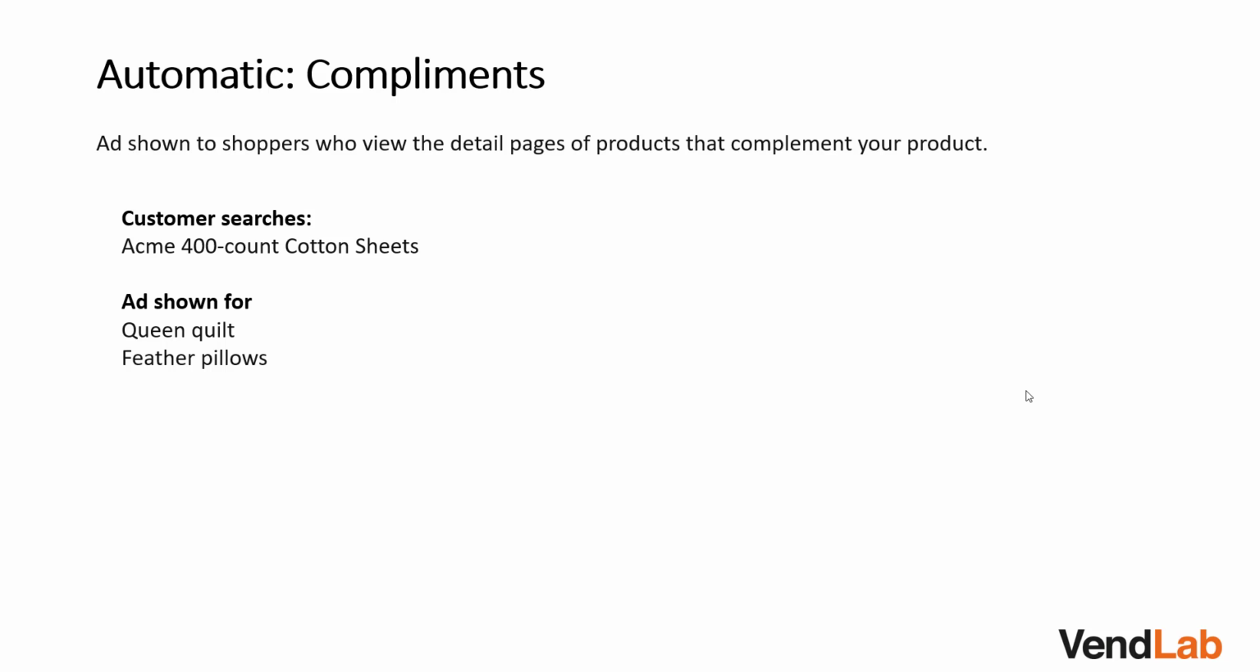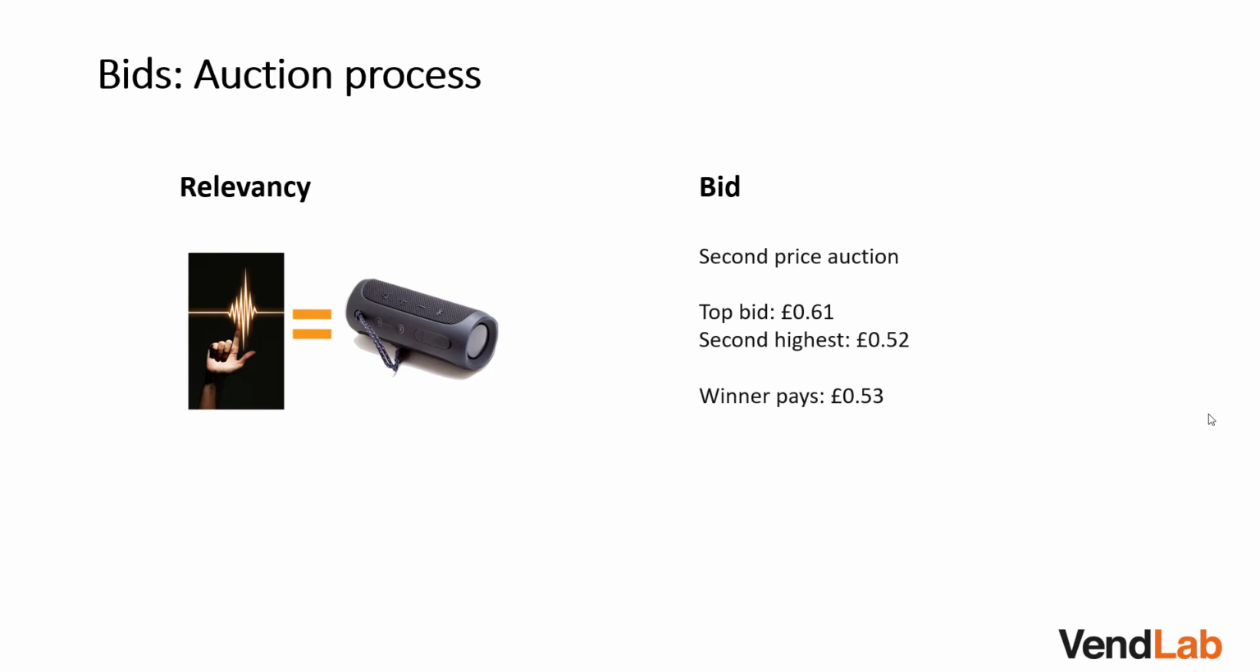Queen quilt, feather pillows. Which ad is served by Amazon depends on 2 factors: relevancy and the bid level. Amazon will first look at the relevancy of an ad to the phrase which is typed in by the shopper. So for example, if they type in the phrase audio and the product is a Bluetooth speaker, then Amazon would think that is a relevant product for the customer search and may serve the ad. If it was lipstick, they would not serve an ad for a Bluetooth speaker.